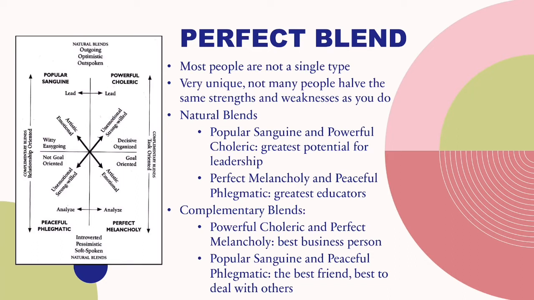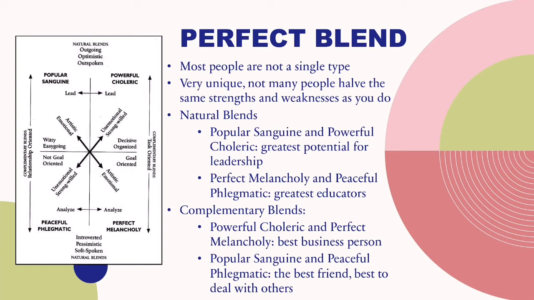They just are more outgoing. They are the more extroverted type of people between these 4 personality types. And then we have perfect melancholy and peaceful phlegmatic. These are our greatest educators. They're more introverted, maybe even pessimistic, soft-spoken. So these people tend to go together, and they tend to be the analyzers of these 4 types.